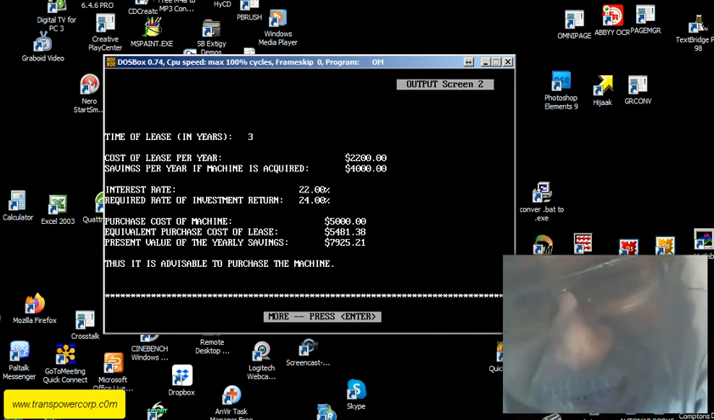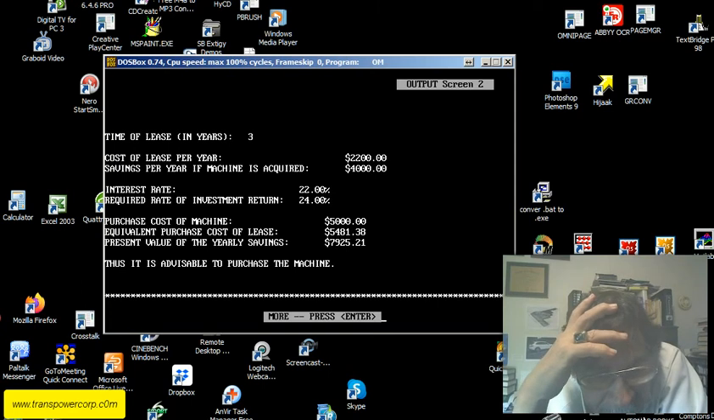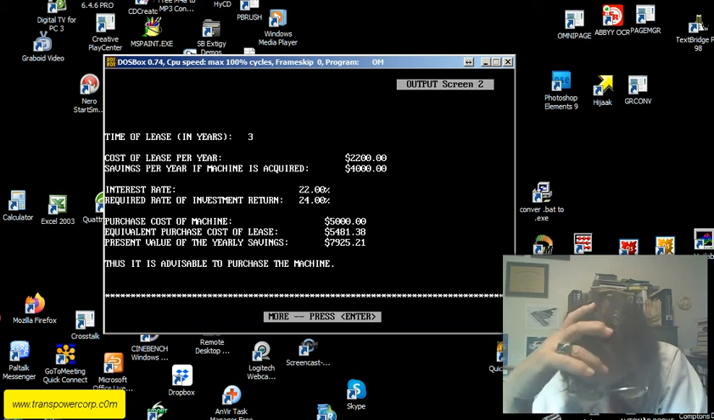Time of lease in years is 3. Cost of lease per year, $2,200. Savings per year if the machine is acquired, $4,000. Interest rate is 22%. Required rate of investment return 24%. Purchase cost of the machine is $5,000. Equivalent purchase cost of the lease is higher. It's 5,481.38, and the present value of the yearly savings if the machine is acquired is 7,925.21. Thus, it is advisable to purchase the machine.